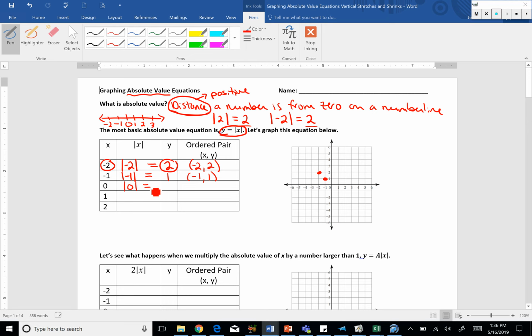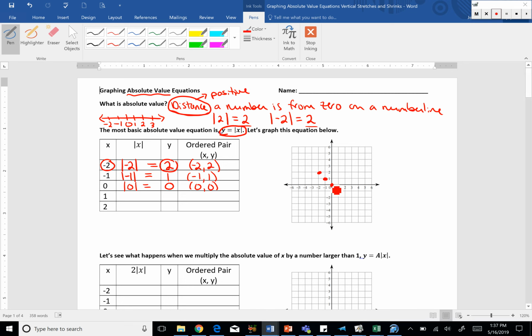And sometimes people get stuck on this, like, but Miss Golly, I can't tell you how far from 0 0 is. It's nothing. You're right. It is. It's nothing away. It's 0. So 0, 0. We like that ordered pair. That one's easy to find. There it is.